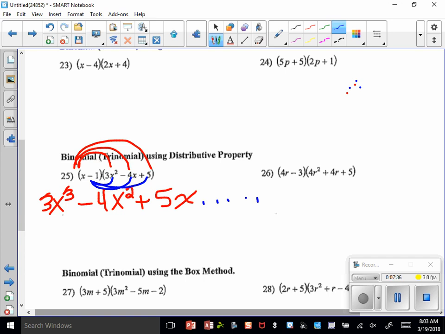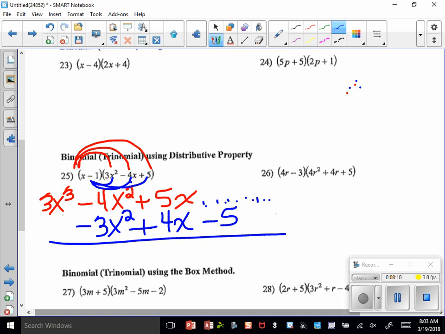So I'm going to do 3x squared times negative 1 is negative 3x squared, because I want my like terms to already be underneath one another. Now, if you want to continue going this way, you definitely can continue going all the way across the page. That's an option. Then I'm going to multiply negative 1 times 4x. So that's going to give me a positive 4x. And by me doing this, my like terms are already underneath. And then negative 1 times 5 will just be a negative 5.